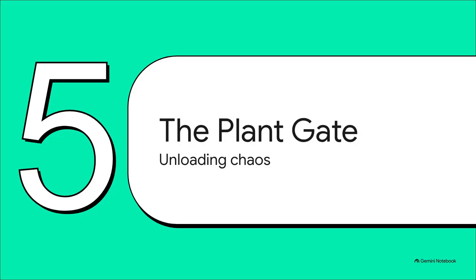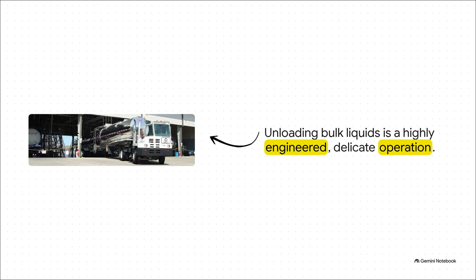Section 5. Risk 3. The plant gate. Our final risk is all about the destination, where an AI's promised ETA means absolutely nothing if you can't physically unload. Generic software calculates a simple drop-off time, assuming you just bump a dock, a forklift unloads the pallets in 30 minutes, and you're gone.